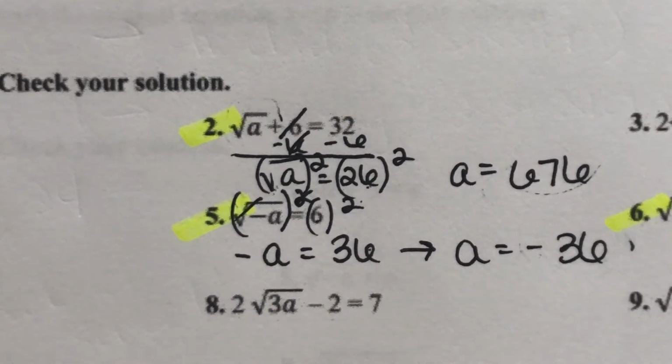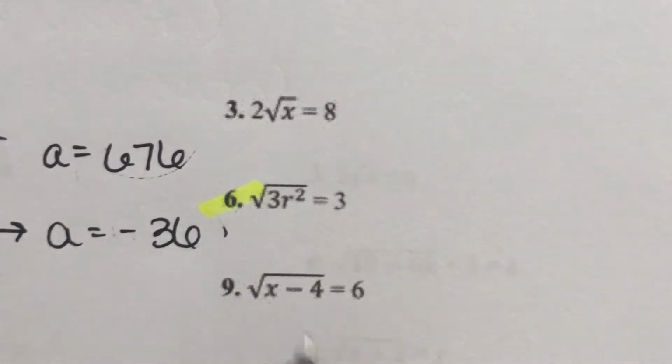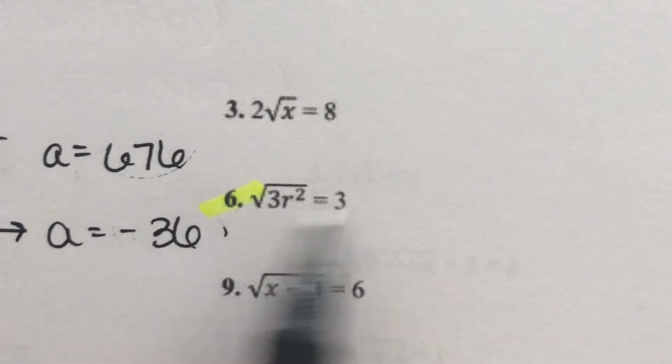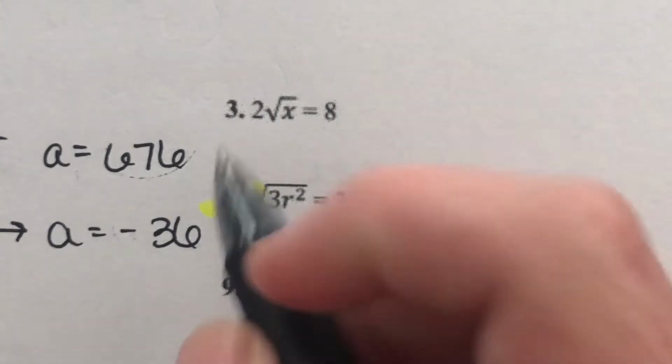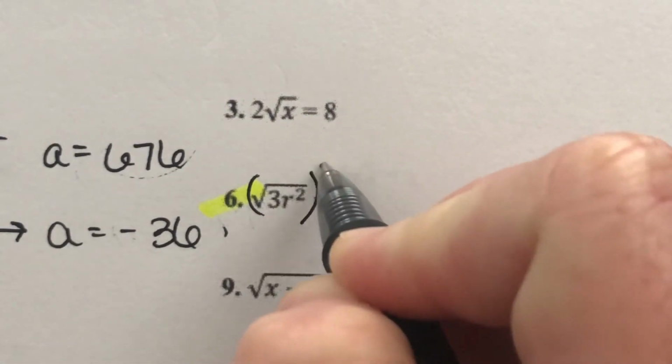All right, number 6, we're trying to get, let's scoot over here. We're trying to get the radical sign all by itself. There's nothing else around it outside of the radical. So then to eliminate that sign, I'm going to square that.